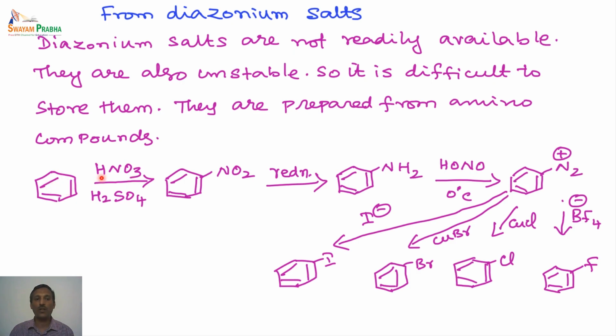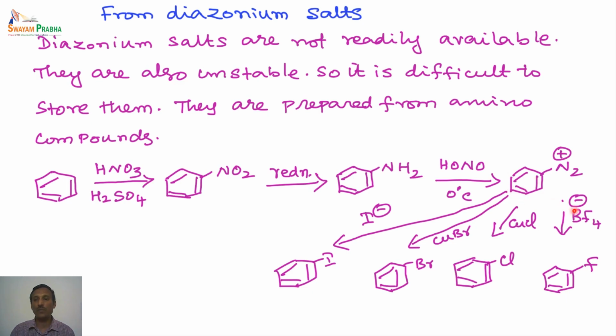So the benzene on nitration with fuming nitric acid and sulfuric acid produces the nitrobenzene. Here generally we end up with the mononitration. Once we get the nitrobenzene, it can be reduced to the aniline. Once we form the aniline, that is treated with nitrous acid at low temperature, basically at 0 degrees centigrade, to produce the diazonium salt. So the N2 plus ion is always present. This is the diazonium salt that is formed in the reaction.